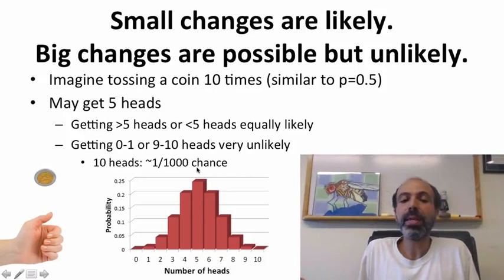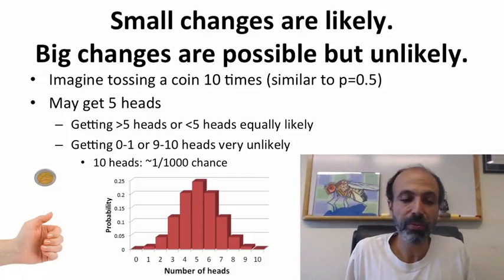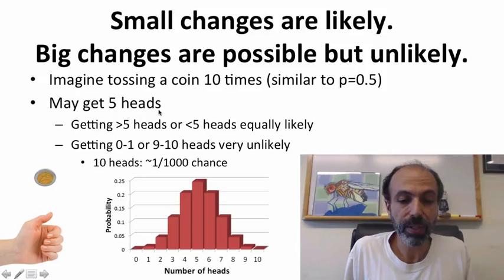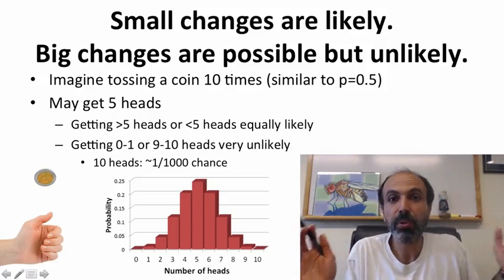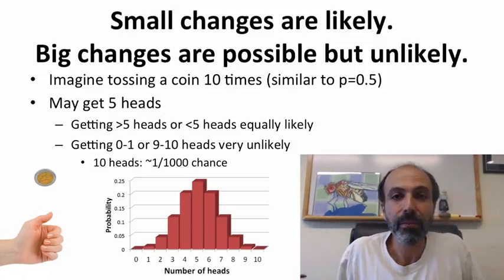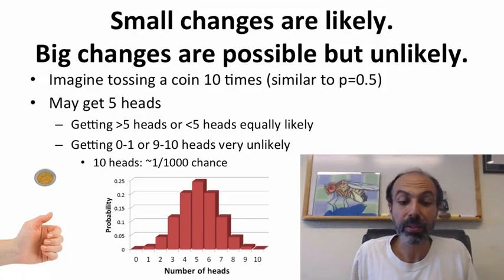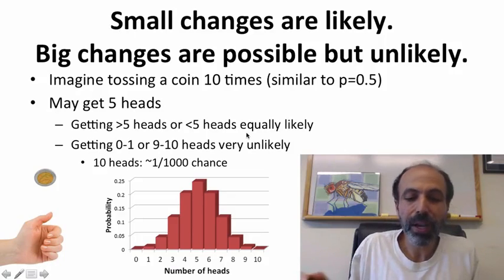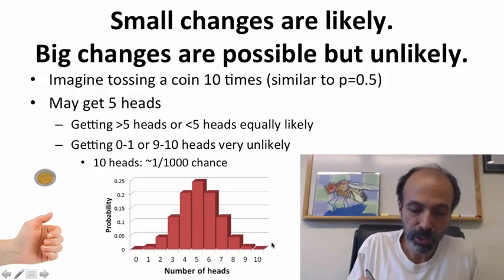Let me show you what would happen in the context of this. Imagine tossing a coin 10 times. So this is similar to having p equals 0.5. You may get 5 heads from these tosses, right? So that would be exactly what's expected in the sense of the average, right? Since you're equally likely to get heads or tails. Now getting more than 5 heads or getting fewer than 5 heads is equally likely. This shows you the distribution that you expect, the probabilities. Probability of getting exactly 5 heads is actually less than a quarter.